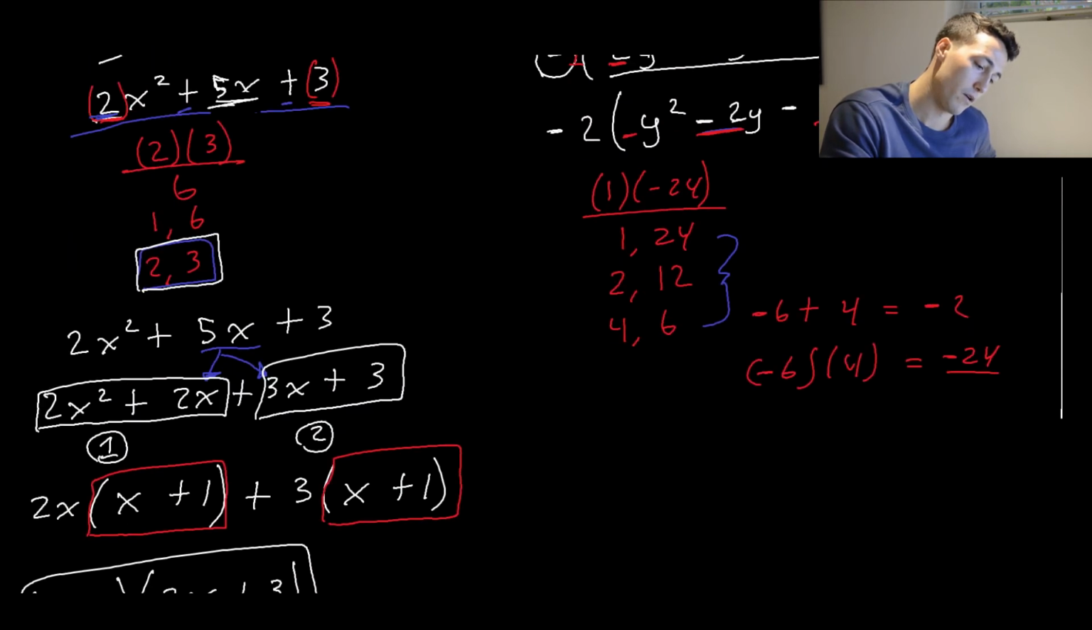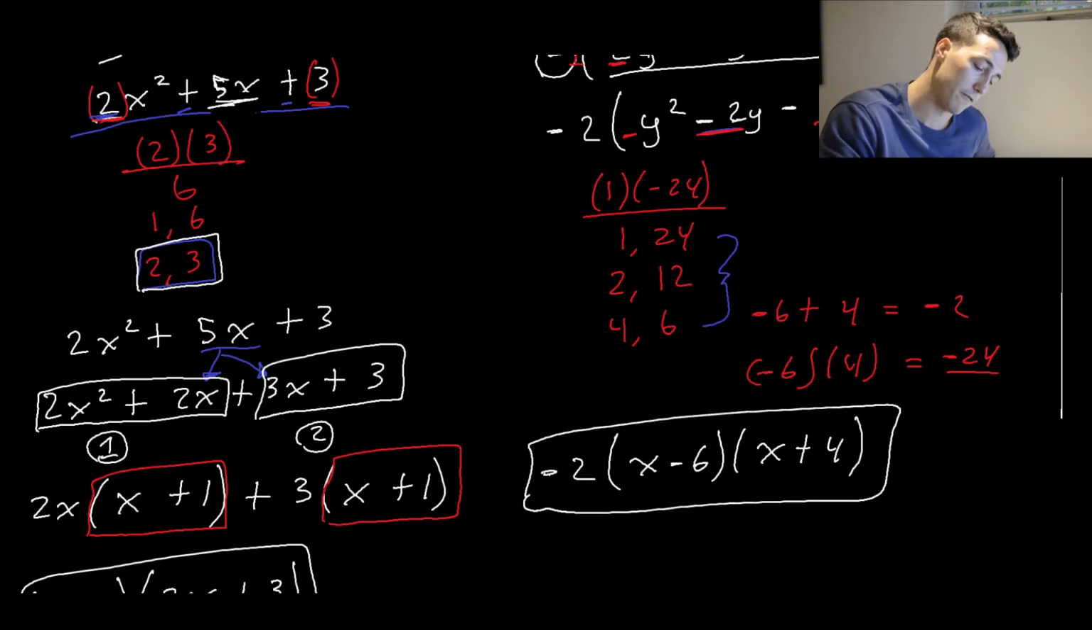So we can write, we're still going to have to keep this negative 2 out there, but we can now write it as negative 2 multiplied by x minus 6 multiplied by x plus 4. And that would be the fully factored form of this.